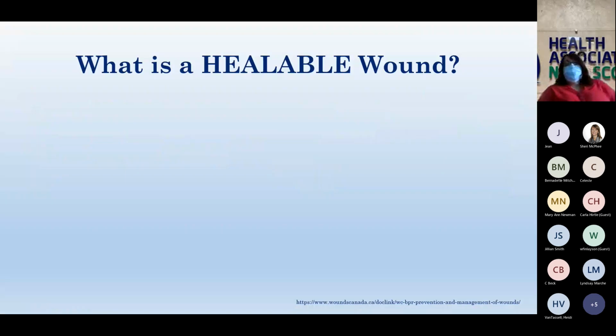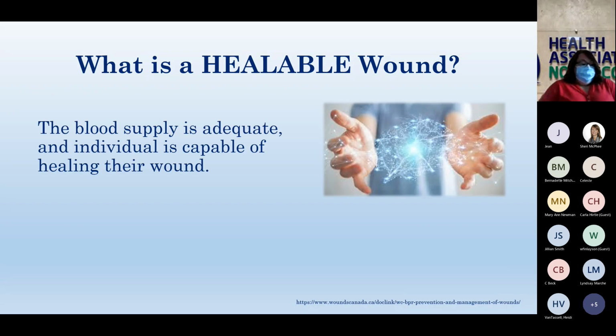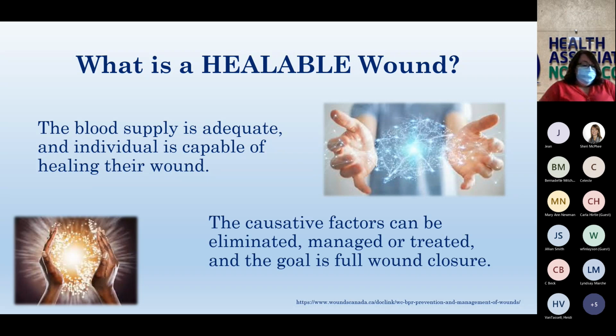In wound care, it's important to identify goals reflective on prevention and or the healability of a wound. With that, a healable wound is one where the blood supply is adequate and the individual is capable of healing their wound. The causative factors can be eliminated, managed, or treated, and the goal is full wound closure. It's also important to note that for healable wounds, you would have the resident and or their family members engaged and participating in the care plan.